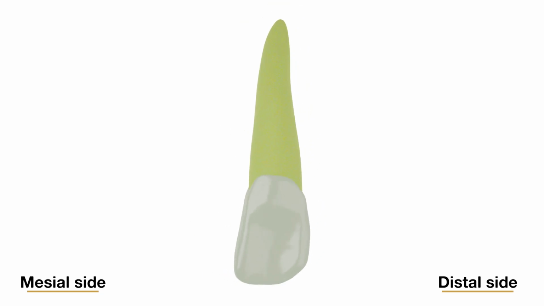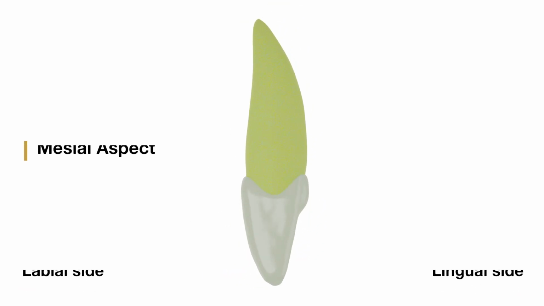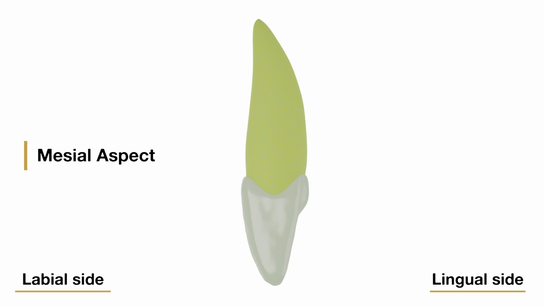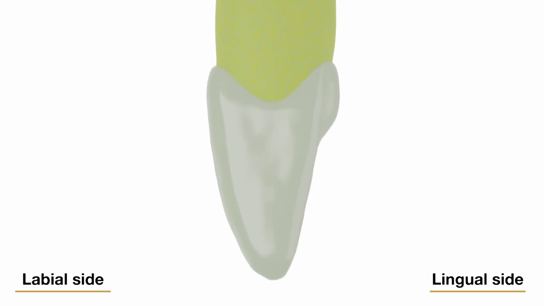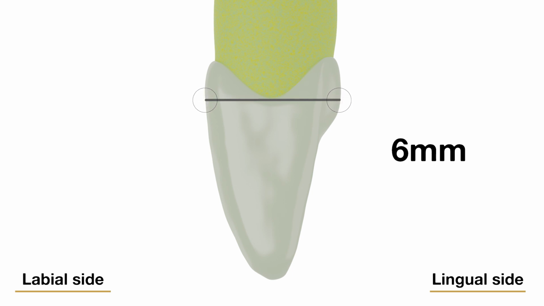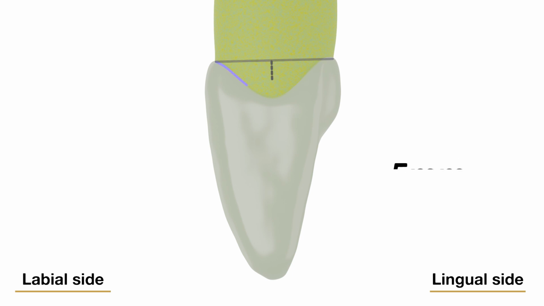Now let's move on to the mesial aspect. The mesial aspect of the maxillary lateral incisor is similar to that of the central incisor. The labiolingual diameter of the crown at the crest of the curvature is 6 mm and is about 1 mm narrower than the central incisor. Labiolingual measurement at the cervix is 5 mm. The curvature of the cervical line is 3 mm and the curvature is towards the incisal ridge.